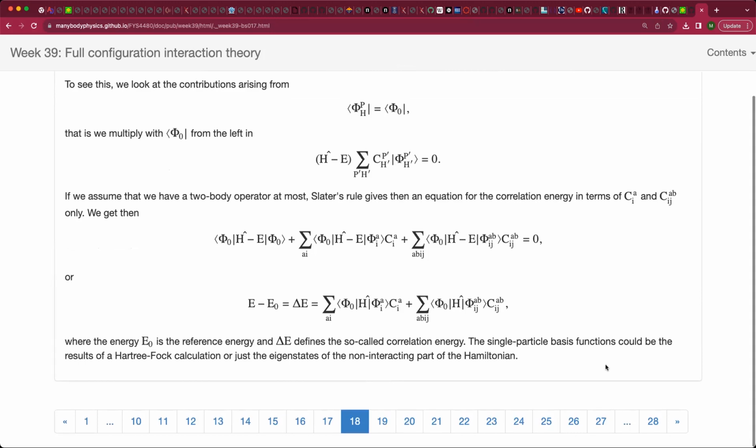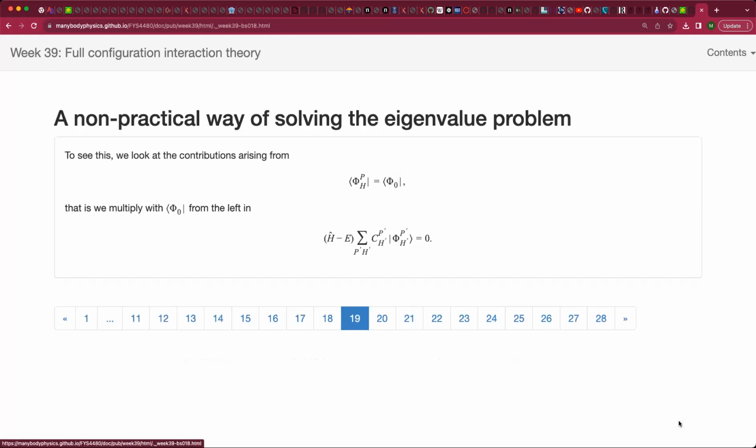So that's a kind of overarching message. And when we come to Hartree-Fock theory, we are going to find an equation for this one. When we go to many-body perturbation theory, we will have an expression for this and also for these coefficients, etc., etc. So just keep this in mind for later.